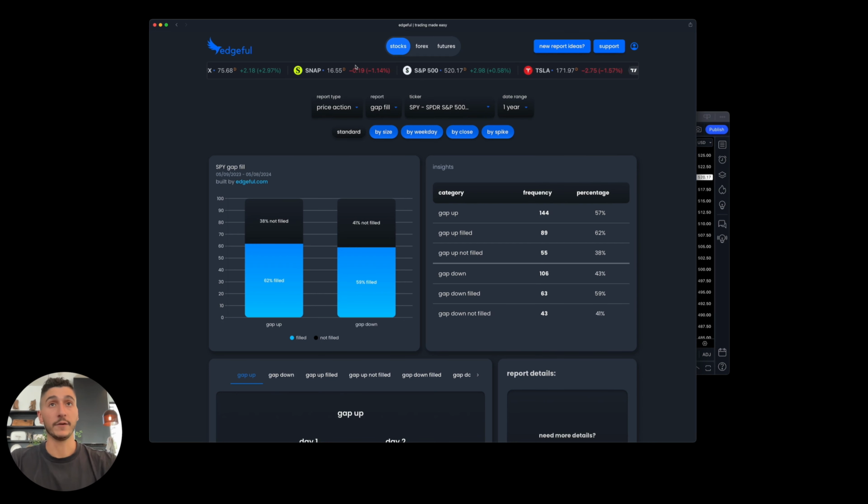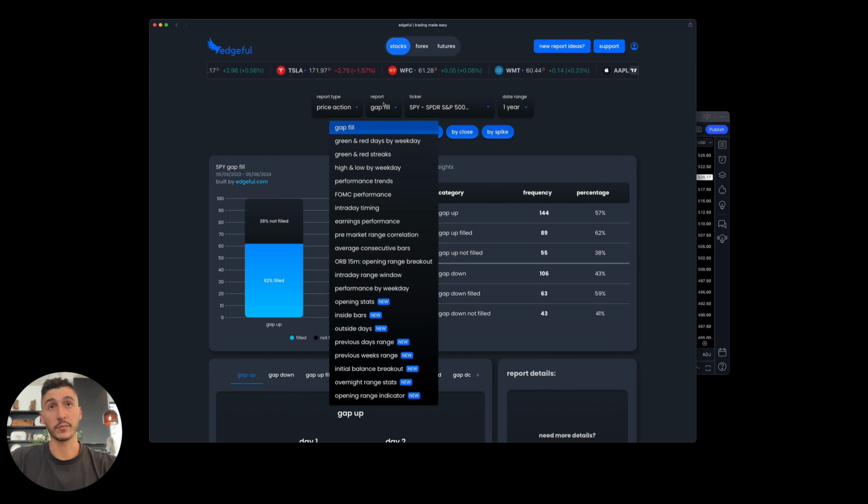So very high level, for options traders, you want to be in this stocks section. You can also go to futures if you like to look at ES or NQ. That will be in the futures section. This nav bar right here is going to be your steering wheel for the site. So price action report type is the one that we're in right now. Then when you click on the reports, this is the drop down of all the reports that we have currently.